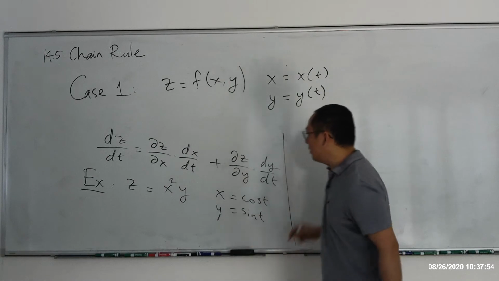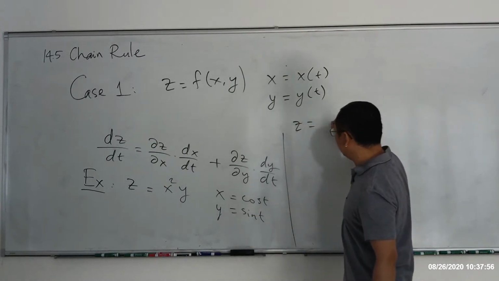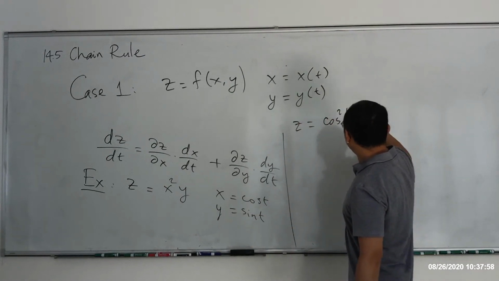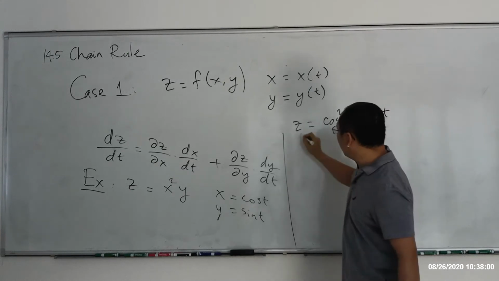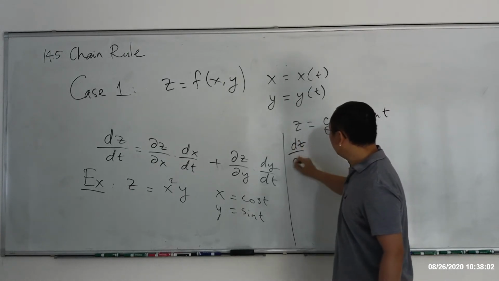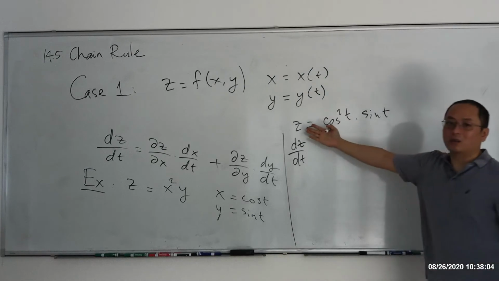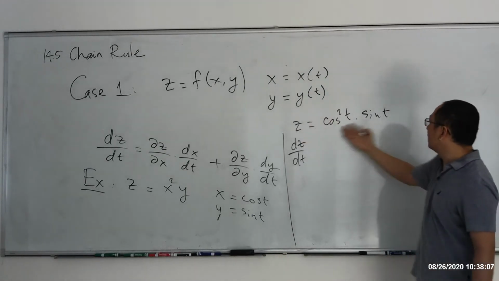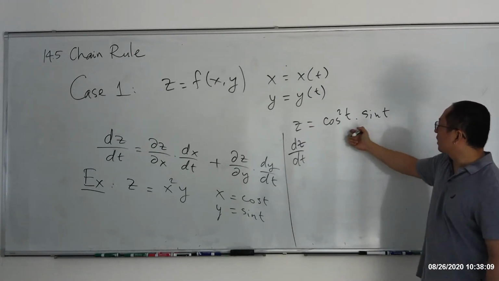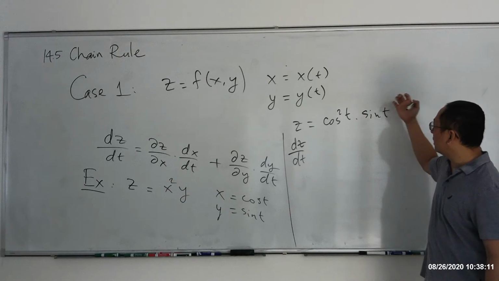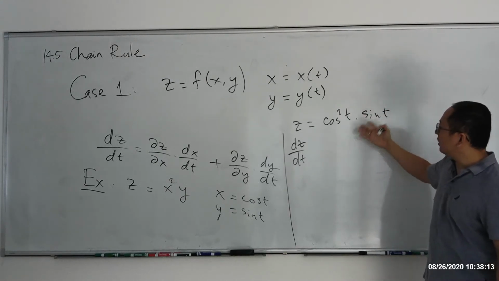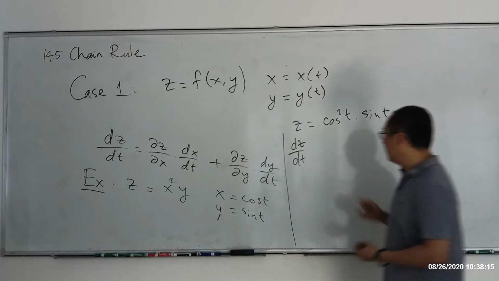So with this example right here, you can look at z is equal to cosine squared t times sine t, and now you calculate dz over dt directly. It becomes a function of one variable, z in terms of t. And you have to use the derivative of trig functions, and then the product rule, and then the chain rule in here. Okay, and this is for you.